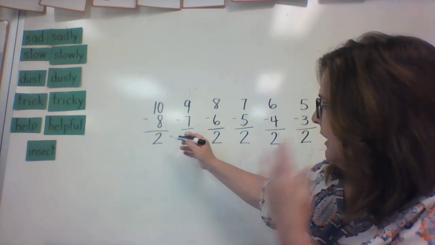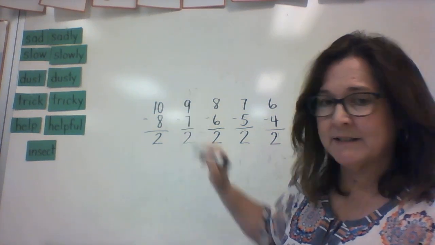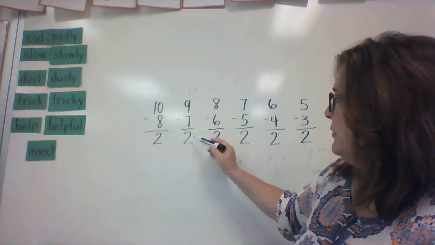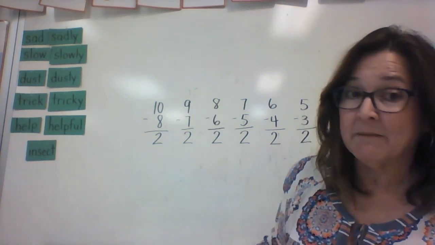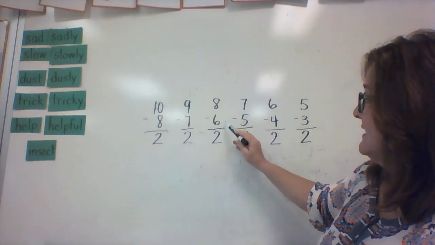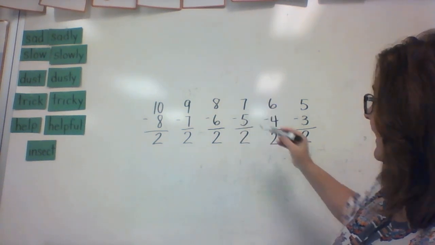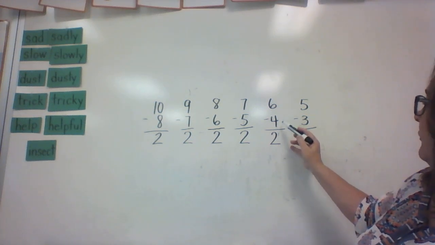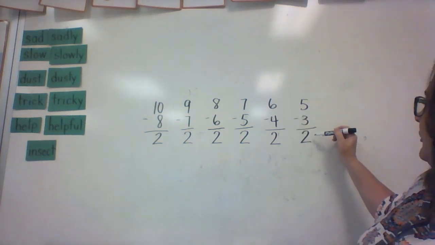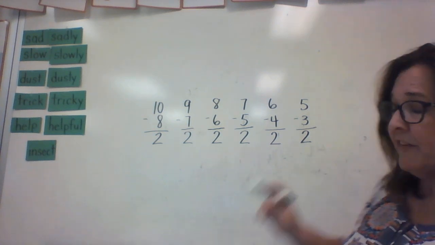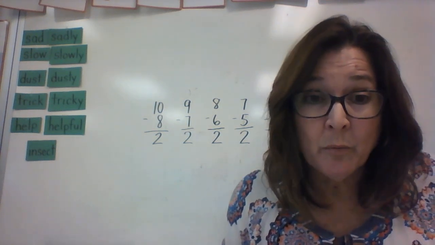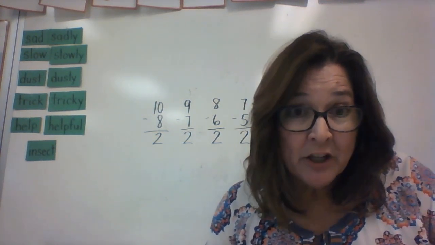Let's do this. 2 plus 8 equals 10, right? 2 plus 7 equals 9. 2 plus 6 equals 8. 2 plus 5 equals 7. 2 plus 4 equals 6. 2 plus 3 equals 5. Yeah, we're right. I could even do that with my cubes.